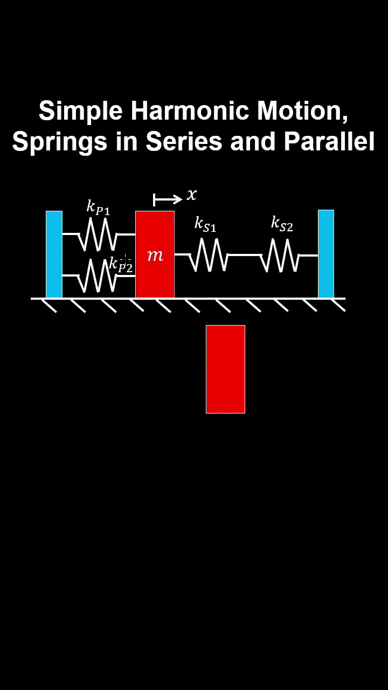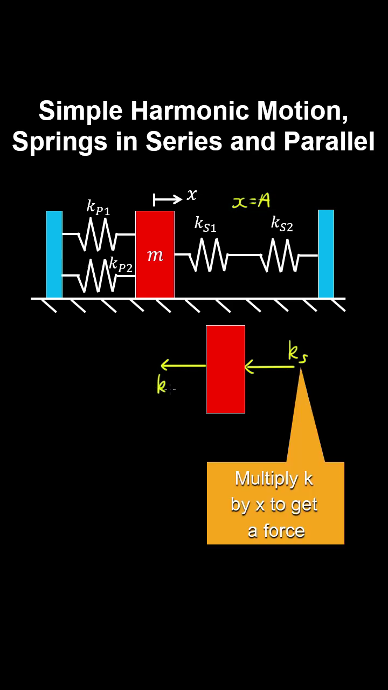Suppose we have a mass attached to springs in parallel and springs in series, and it's given some initial condition that makes it oscillate at some amplitude. So if the block moves to the right, we have the following effective stiffness of the springs in series and the effective stiffness of the springs in parallel. So these are restoring forces that draw the block towards the equilibrium position.